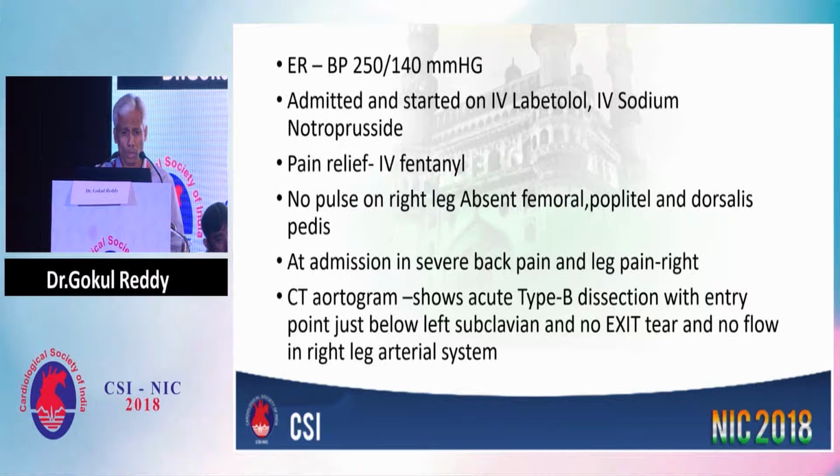The right leg was cold. He was in severe back pain. The leg was numb and painful also. We did a CT immediately. It showed an acute type B dissection with the entry point just below the subclavian and no exit here, and no flow into the leg artery system.